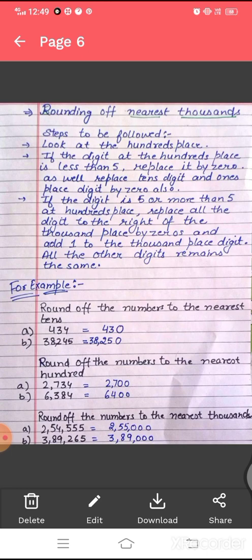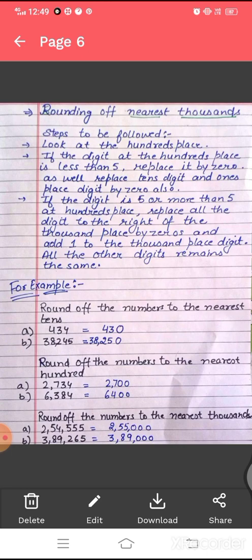If we take another example, that is B part, 6384. For rounding it to the nearest 100, we have to see the tens place. 8 is written, which is more than 5. So at the tens place and at the ones place, we will write 0 on both places, and we will add 1 to the hundreds place digit. 3 is written, we will add 1 to the 3, it will become 4. So the answer will be 6400.